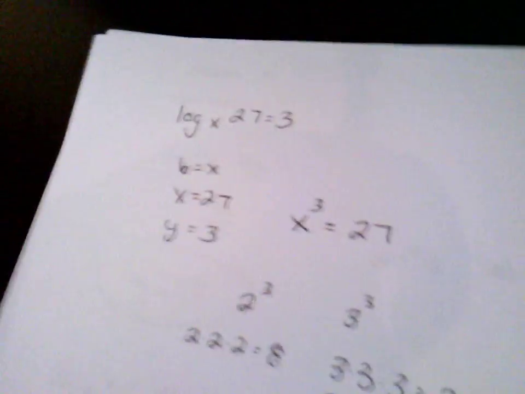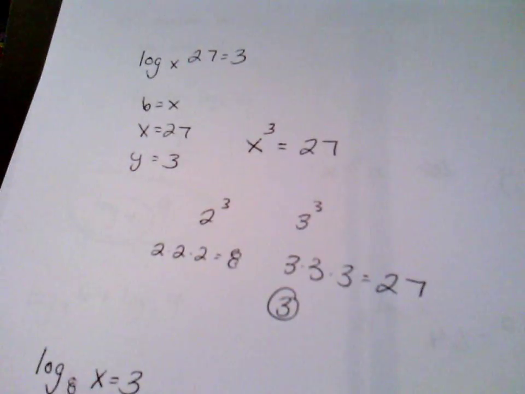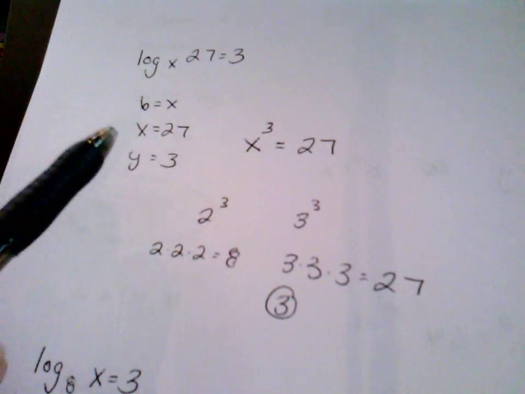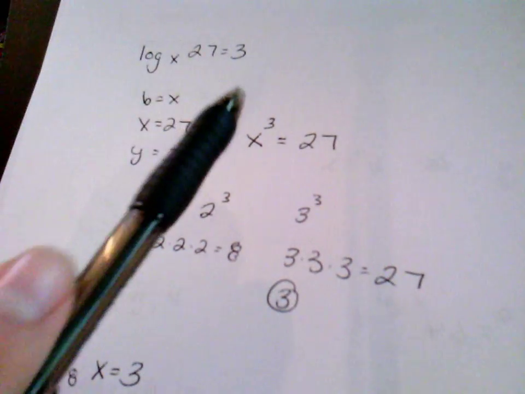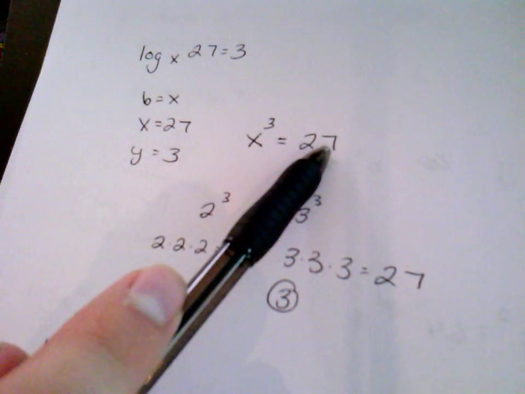Alright. Go to the back. Once again, all you're doing to figure out x is transforming it into an exponential function. You find your b, your x, and your y. We transformed it to here. Okay, so now we're trying to figure out what number to the third power equals 27.